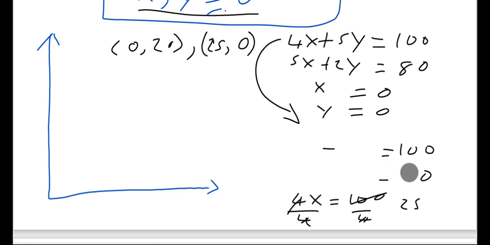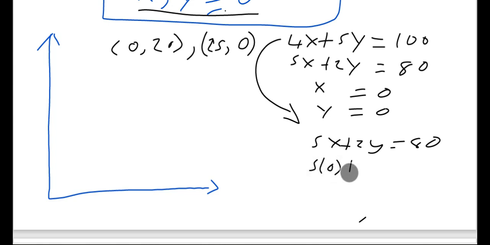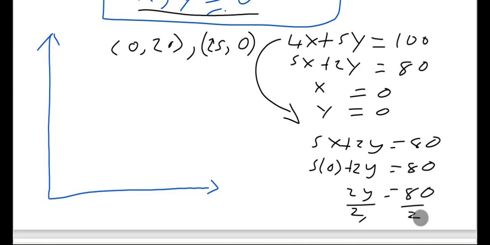Our next equation is 5x plus 2y is equals to 80. So make x to be 0 so that you'll have 5 times 0 plus 2y is equals to 80. So 2y is equals to 80, divide by 2, divide by 2. So you're going to get 40. So when x is 0, y is 40.